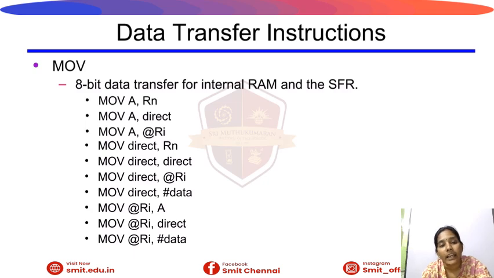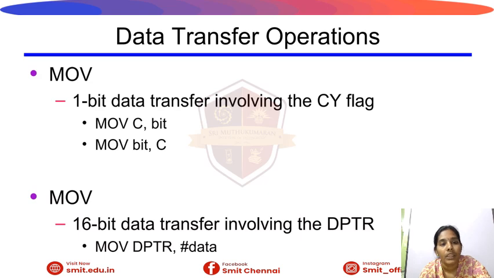Next are the data transfer instructions. The data transfer instructions are represented as MOV. There are several examples for the data transfer instruction. Some examples are given here. MOV A, Rn. Here the Rn register data is moved to the accumulator. MOV A, direct means a direct address will be given. The data at that address will be moved to the register A. Like that, we are giving some examples for the data transfer instructions.